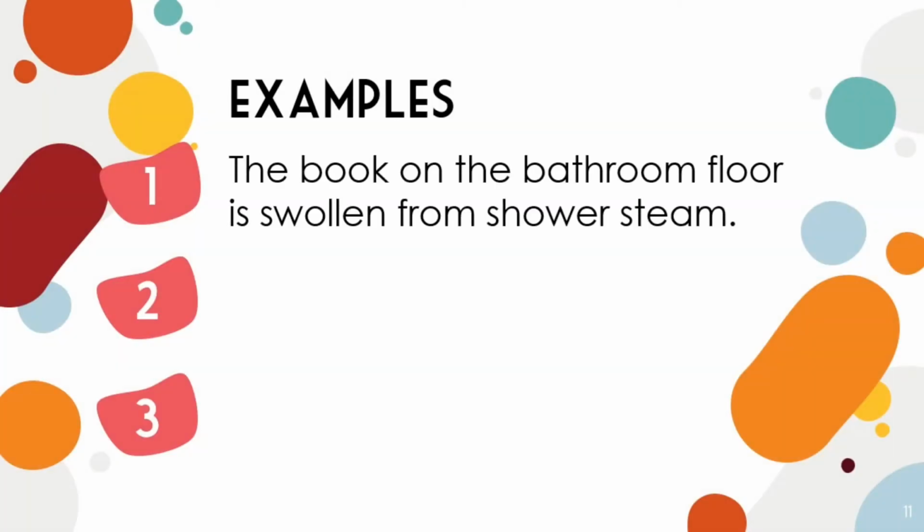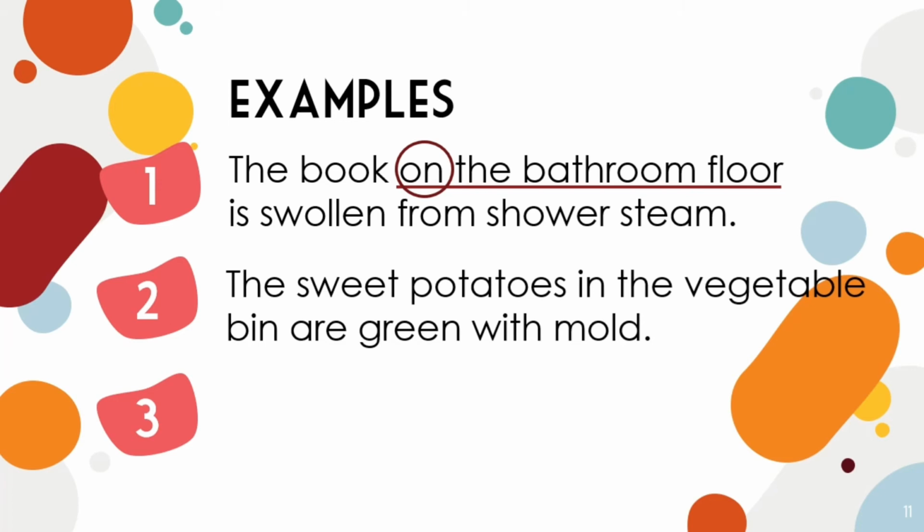Let's have the first example. The book on the bathroom floor is swollen from shower steam. Now, which book? On the bathroom floor. So it means on the bathroom floor is the prepositional phrase, because it consists of a preposition which is on and its object the bathroom floor. Second example: The sweet potatoes in the vegetable bin are green with mold. First, let me ask you, which sweet potatoes? In the vegetable bin. Very good. As you can see, the preposition here is in, and the vegetable bin is the object.